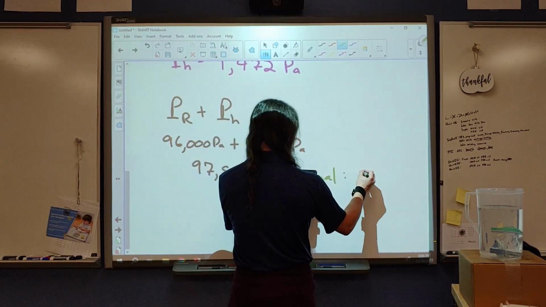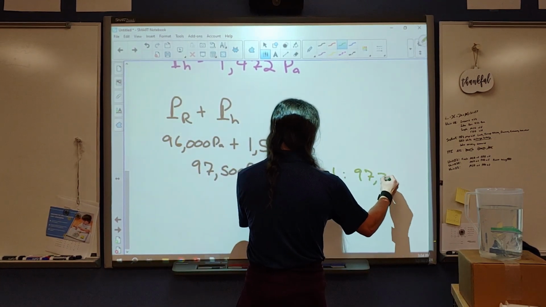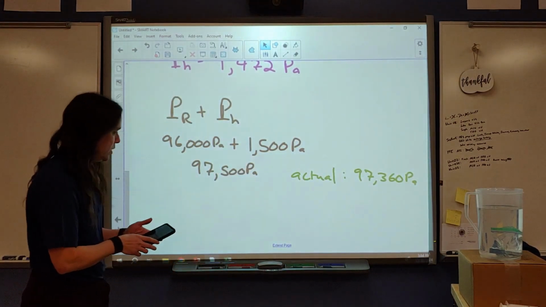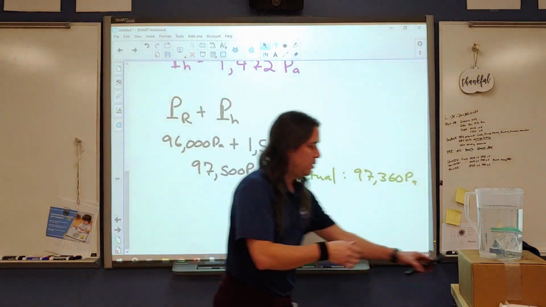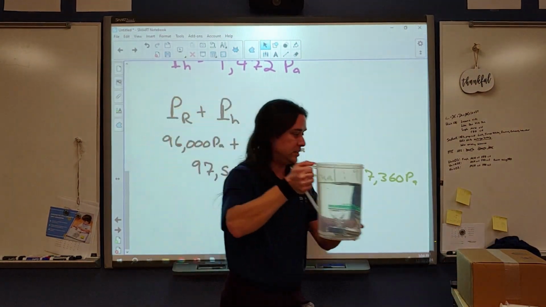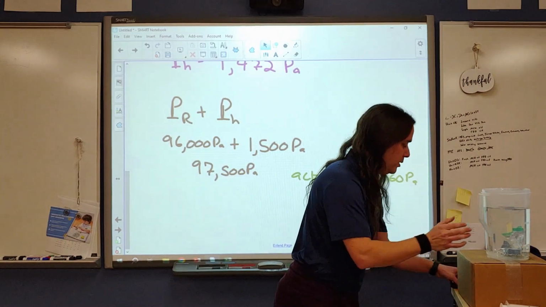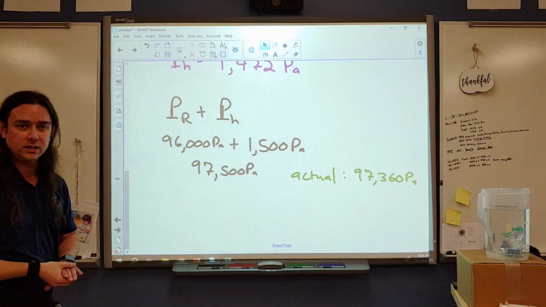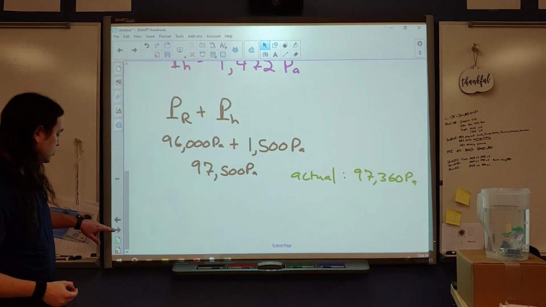Actual is 97,360 pascals is what this is reading. We're a little bit off, but we can see that this is actually working decently well. And this is our experiment. Now, this is once again very similar to one that is on the current CED for AP Physics 1.